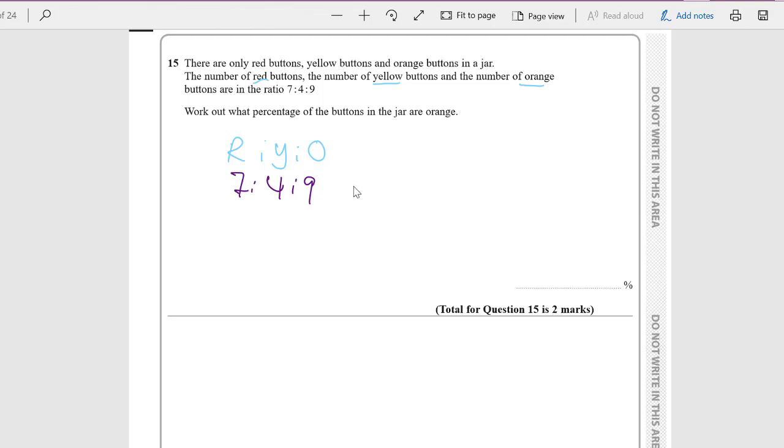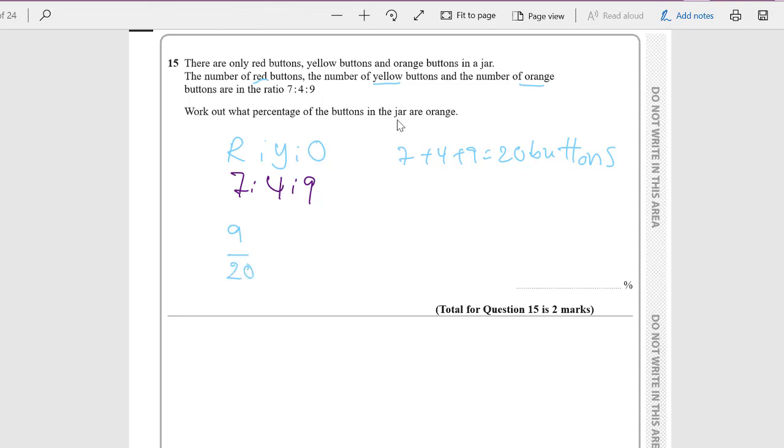Okay, so if we add that all up, 7 plus 4 plus 9, we get 20. So we know that there are 20 buttons. And it says work out what percentage of the buttons are orange. So we know that there are 9 orange buttons, so 9 divided by 20.